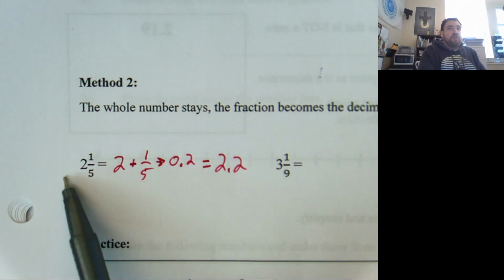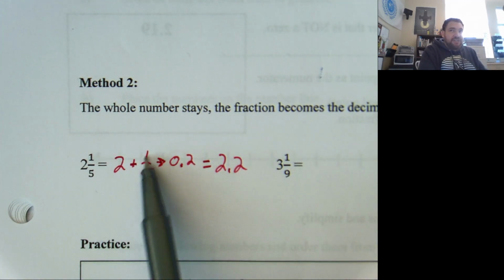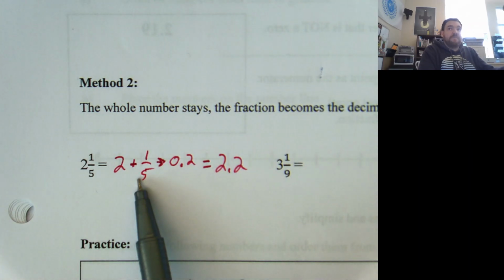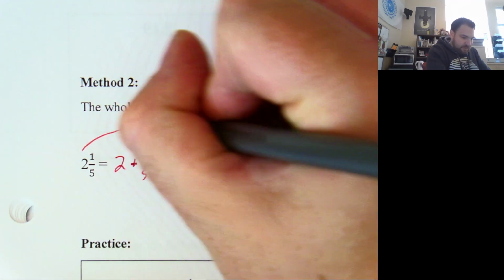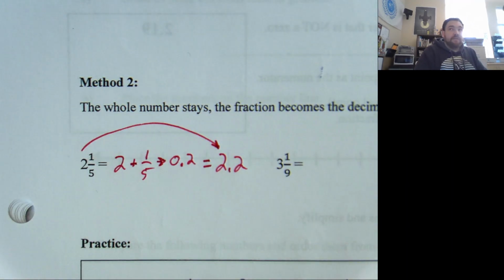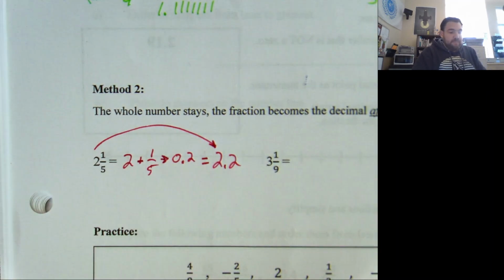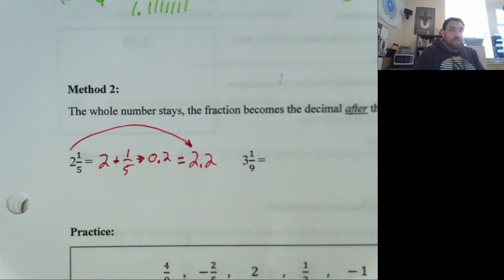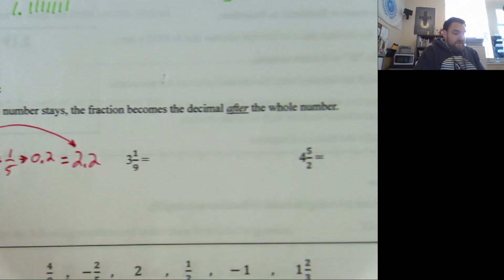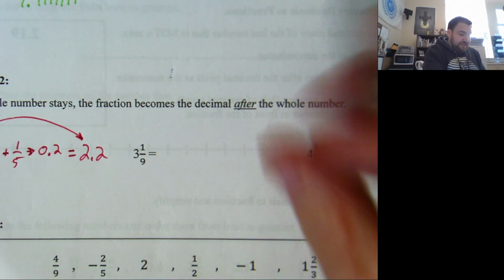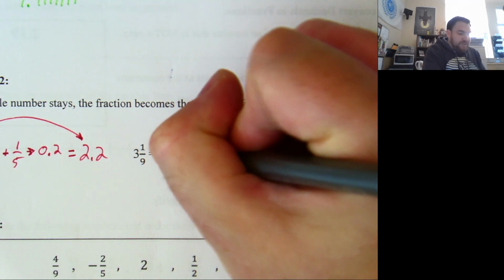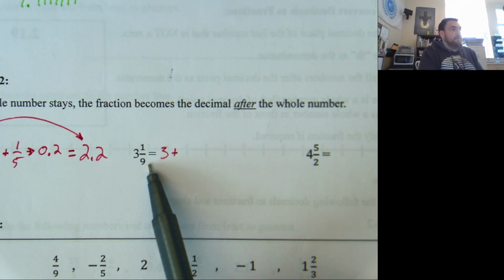I leave the whole number alone. I just convert the fraction in my calculator, or the one I've memorized, and then I add that whole number out front. So this one would be, if I have 3 and 1/9, it's going to be 3 plus, what is 1 over 9 as a decimal?